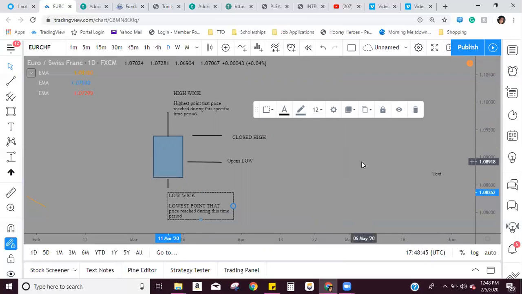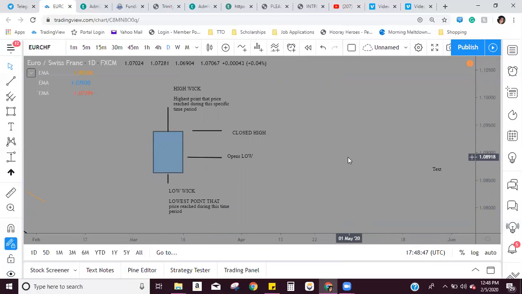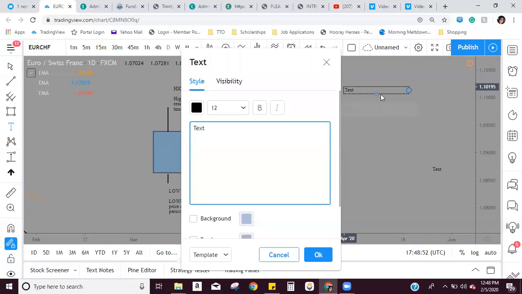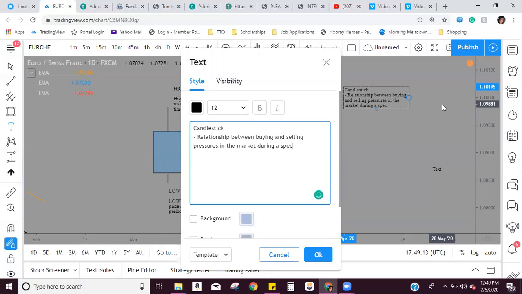Now, what I mean by that is this. Understand what a candlestick is. Candlesticks are the relationship between buying and selling pressures in the market during a specific time frame. I'll write it out. A candlestick is the relationship between buying and selling pressures in the market during a specific time period.